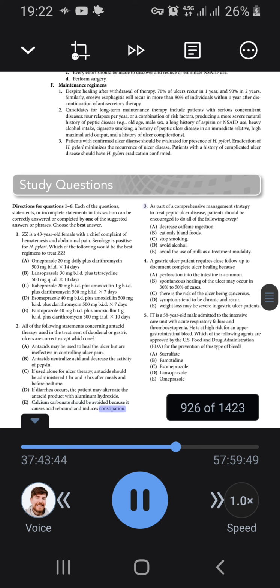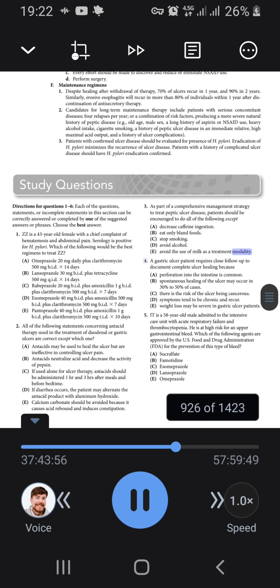3. As part of a comprehensive management strategy to treat peptic ulcer disease, patients should be encouraged to do all of the following except A. Decrease caffeine ingestion. B. Eat only bland foods. C. Stop smoking. D. Avoid alcohol. E. Avoid the use of milk as a treatment modality.